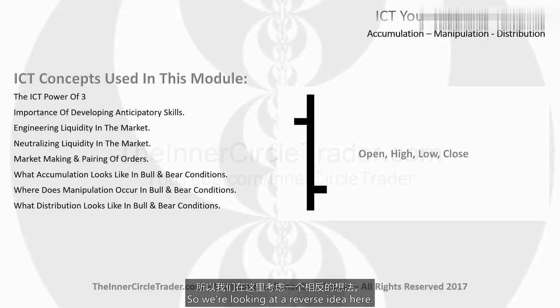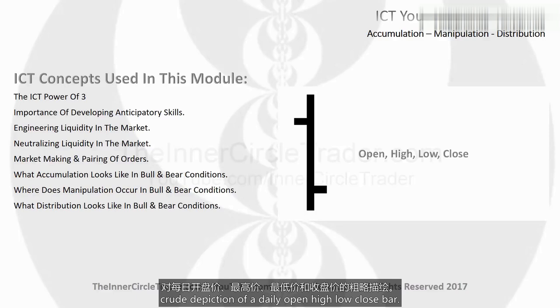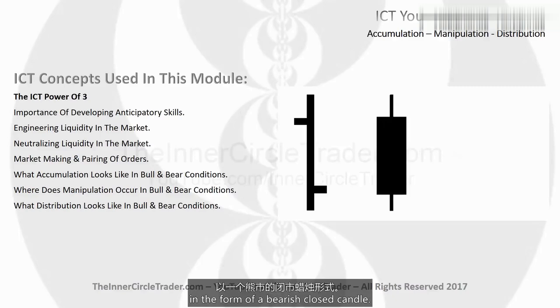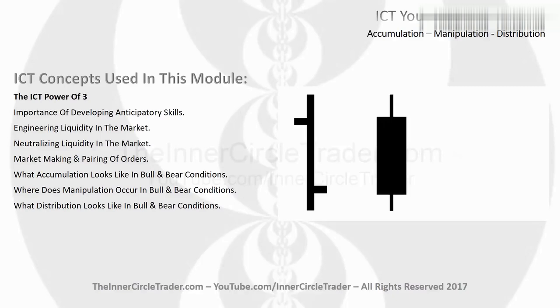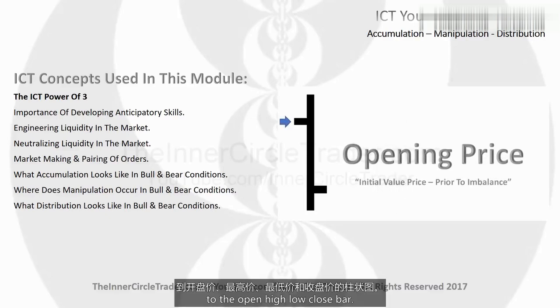So we're looking at a reverse idea here. The open, high, low close with a down close. And again, this representation is a crude depiction of a daily open, high, low close bar. And we could see that same thing in the form of a bearish closed candle. Much easier on the eye, but we're going to take our focus back to the open, high, low close bar.